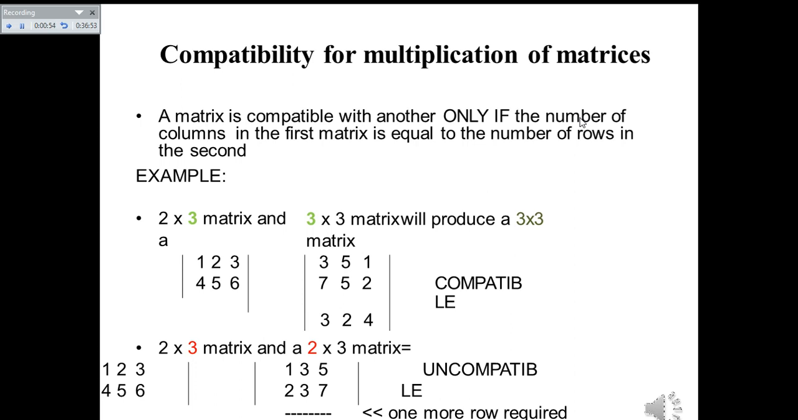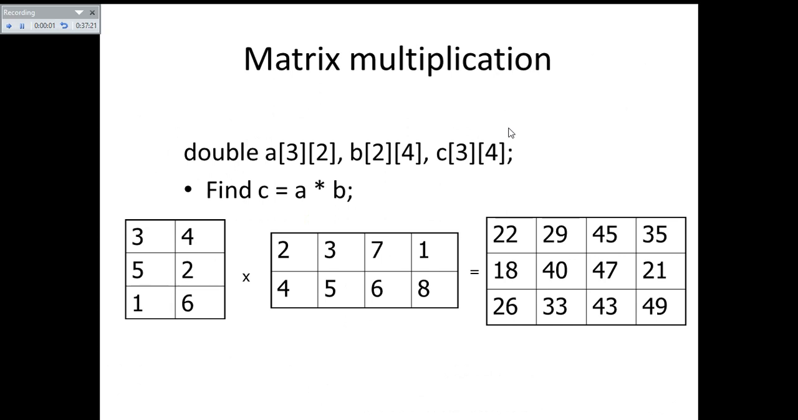And in another example, a 2 by 3 matrix is there, and there is another 2 by 3 matrix. Here the number of columns of matrix A is not equal to the number of rows of matrix B, hence it is incompatible. If there were one more row present, then your B matrix would become 3 by 3, and it would be compatible to perform multiplication. So we have a matrix, and we can see how the result is calculated.